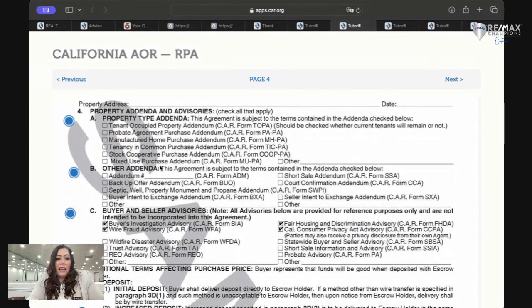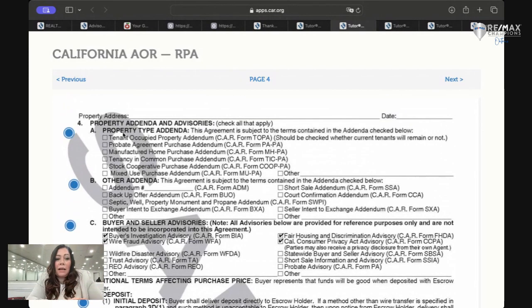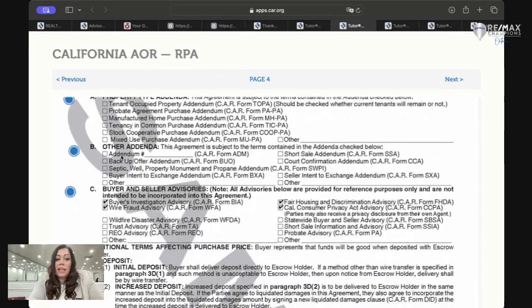And property addenda and advisories. So here is, again, the importance of this: this is where you want to attach any addendum that applies. Like we mentioned, if it's tenant owned, you definitely want to attach that. If it's in probate, manufactured home, if the title is held in tenancy in common, if it's a stock cooperative purchase, mixed use purchase addendum, and other addendums. So anything that is important: court confirmation, short sale, a septic. Here is the septic backup offer addendum.